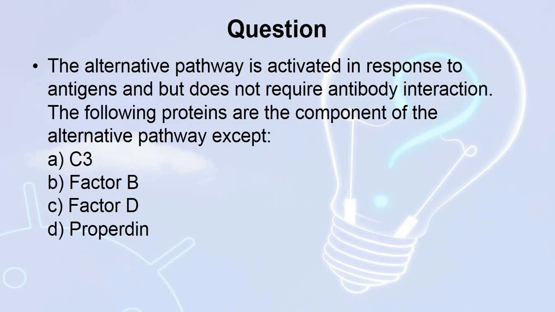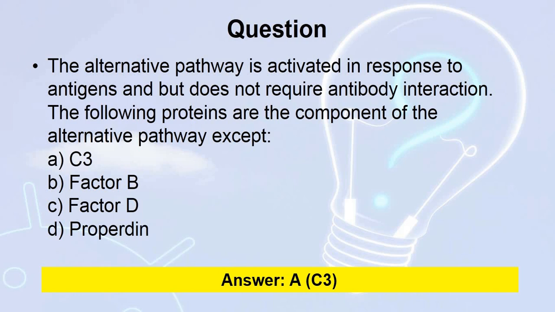Now, some of the questions we will discuss. Okay, once again you can get ready with your chat box. The alternative pathway is activated in response to antigen but does not require antibody interaction. The following proteins are components of the alternative pathway except, everything will be a component of the complement alternative pathway except one, which is not. You can just hit the chat box. I would also like to go with the class option, option A, that is C3 is the right answer. It was a very simple question, but once you get the concepts right, you can always answer.